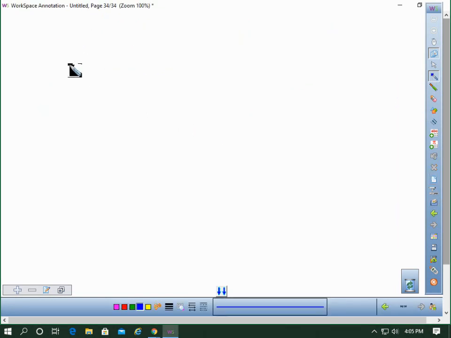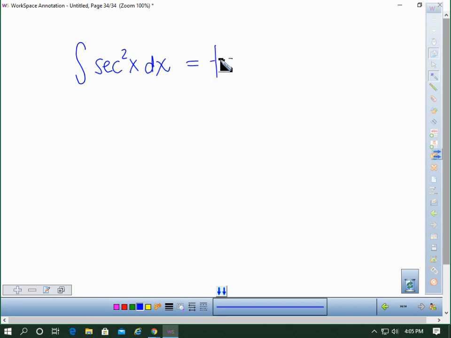You got to remember your trig ones. Remember the integral of secant squared, whose derivative is secant squared? So just ponder that for a minute. Whose derivative is secant squared? So that would be tangent and then plus c. So, you know, you've got to go back to all of these things here.